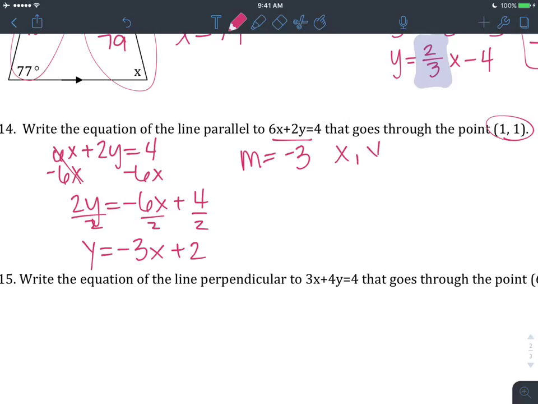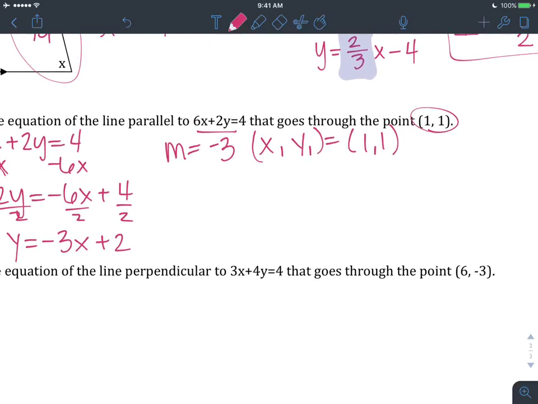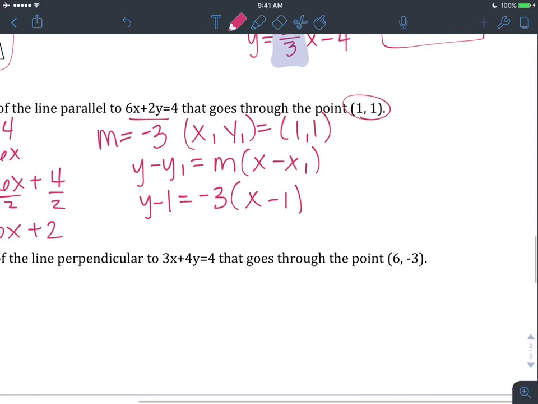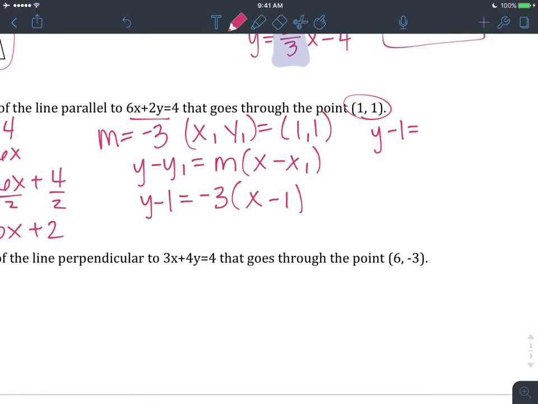And then our x1, y1 is going to be the point 1, 1. We're going to plug it into the formula y minus y1 equals m times x minus x1. So we're going to have y minus 1 equals negative 3 times x minus 1. So we're going to distribute that negative 3. So we're going to have negative 3x plus 3. We have to multiply negative 3 times negative 1, so that's going to give a positive. Last thing, add 1, add 1. y equals negative 3x plus 4.